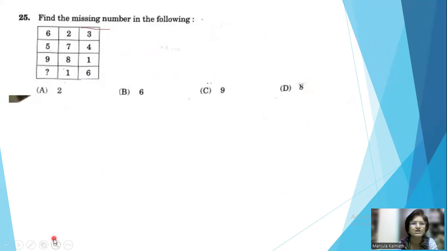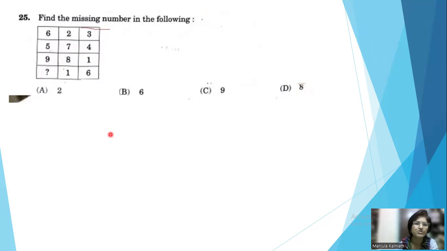Then next comes: find the missing number in the following. So given a rectangle here, in the rectangle we have 3 rows, 3 columns as well as 4 rows. Here, this number is missing. What is this number? You have to find out. This is also a tricky question here. You just have to try. Pause the video and try it out.